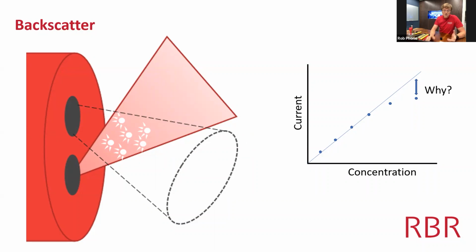And why does this happen? Essentially the density of particles in this volume becomes so high that the particles start to block the light that's being scattered off of one particle from reaching the photodiode.